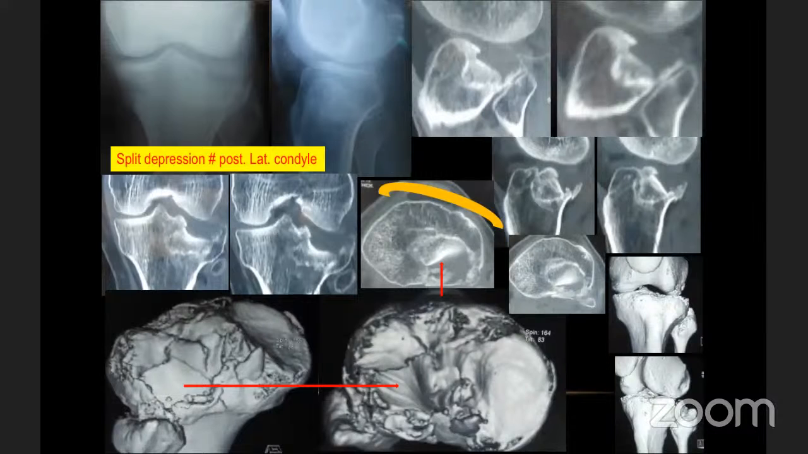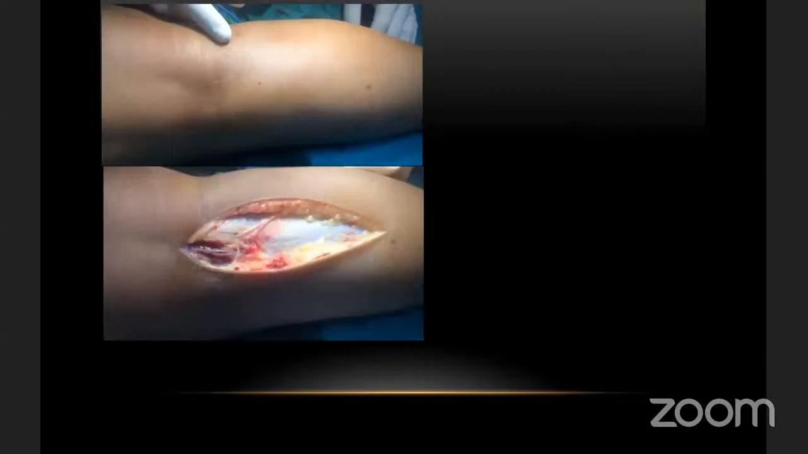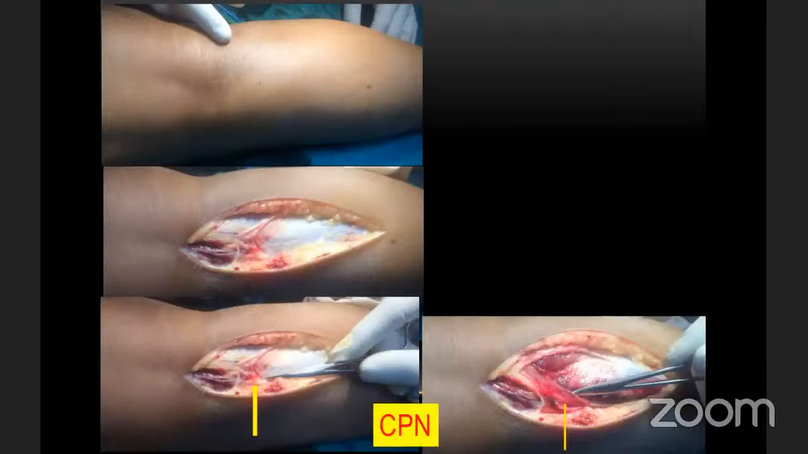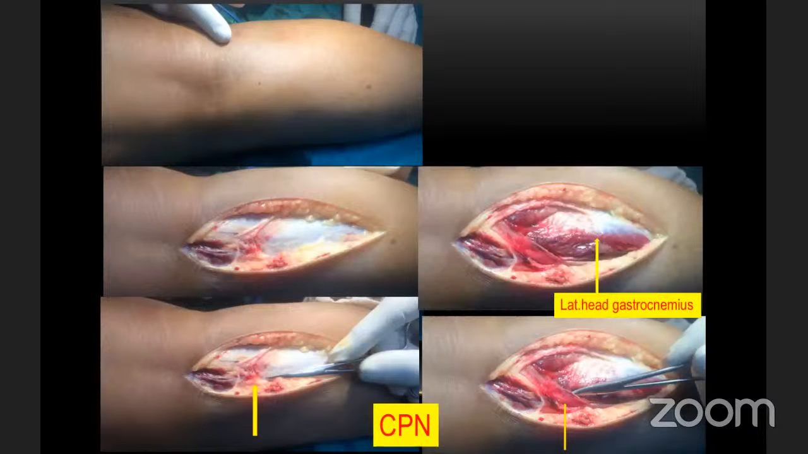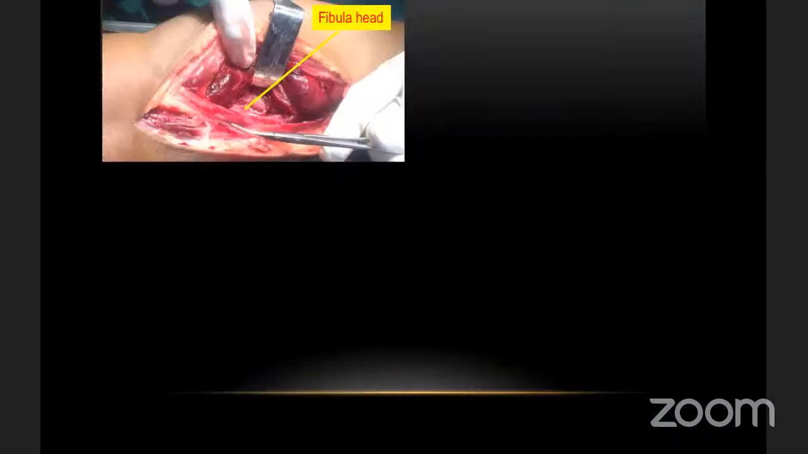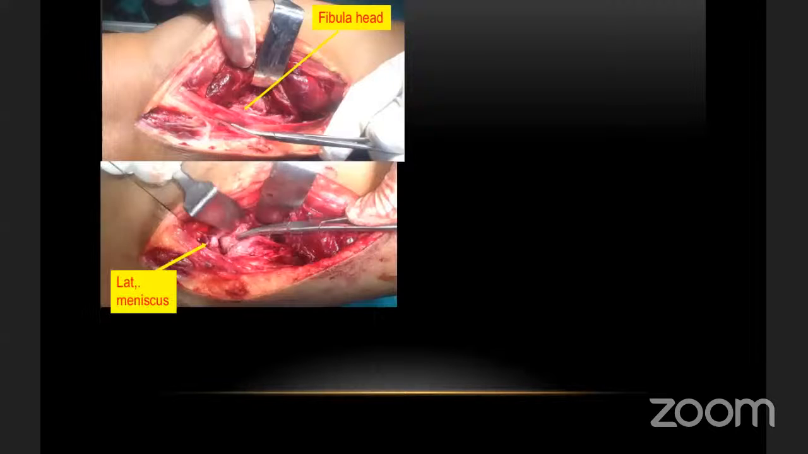There is always a split of the posterior cortex. So it is all a posterolateral split depression. Prone position, skin, subcutaneous cut. Identify the nerve. The nerve is isolated by dissecting distal to proximal, fascia. Now this lateral gastrocnemius is retracted. Soleus is seen in the floor. Soleus is elevated from the fibula head.